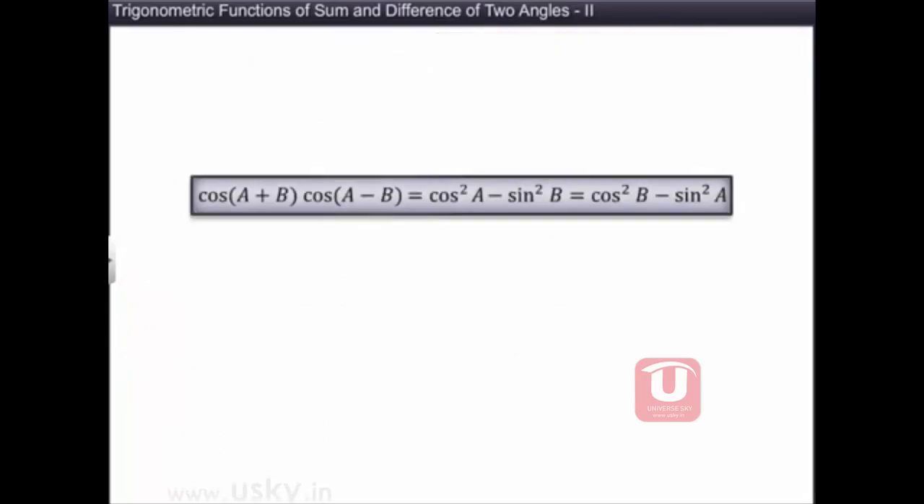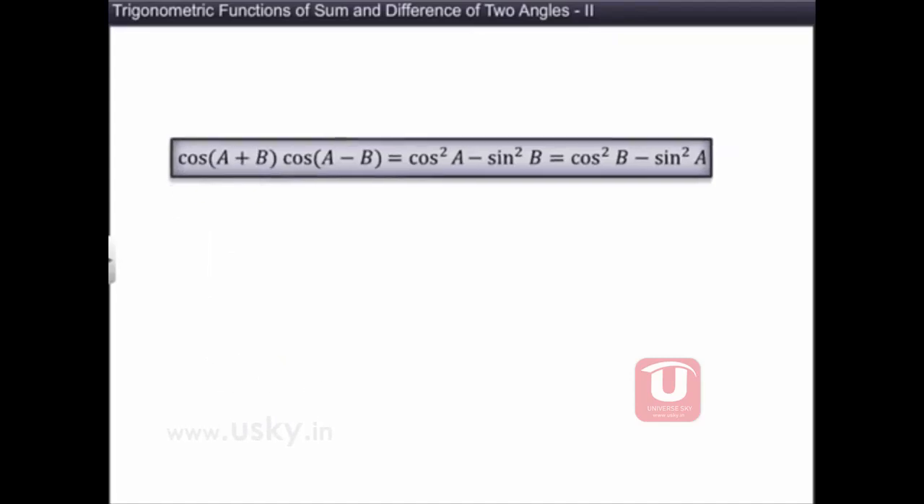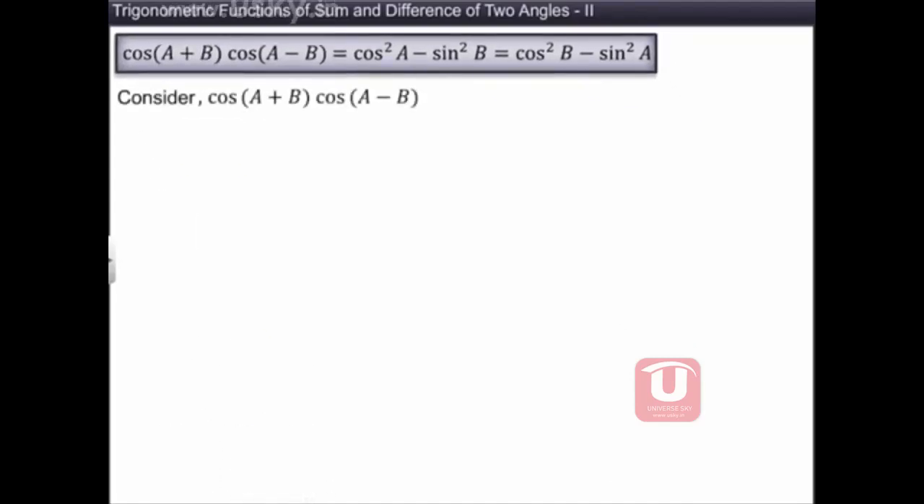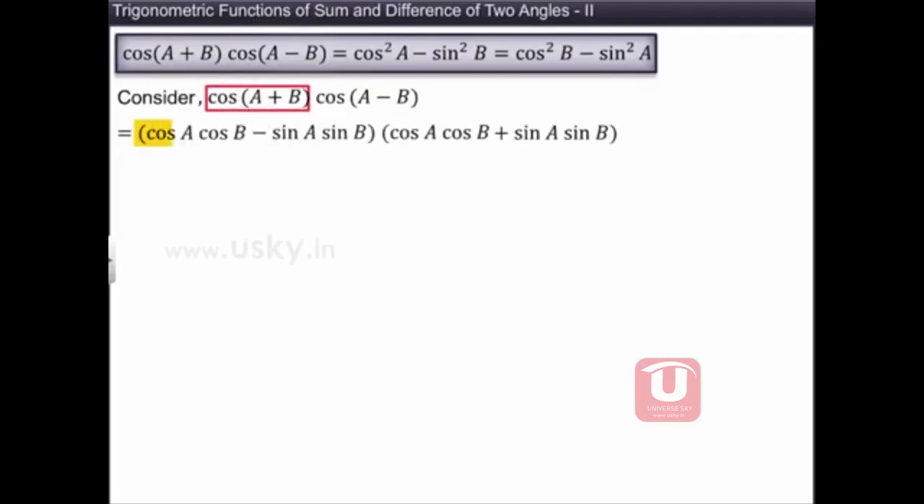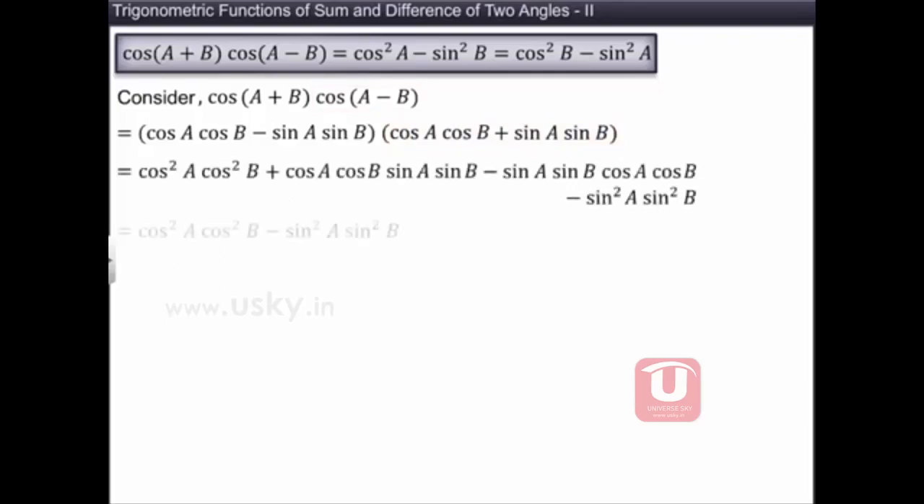Now, let us prove cos of A plus B into cos of A minus B is equal to cos square A minus sin square B, which is equal to cos square B minus sin square A. Consider cos of A plus B into cos of A minus B. Cos of A plus B is equal to cos A into cos B minus sin A into sin B, and cos of A minus B is equal to cos A into cos B plus sin A into sin B. On simplifying, we get cos square A into cos square B minus sin square A into sin square B.